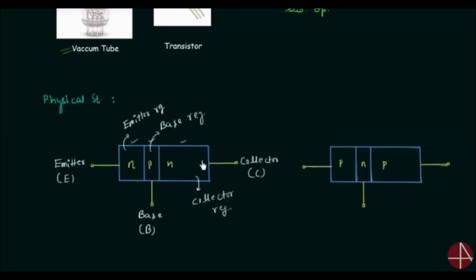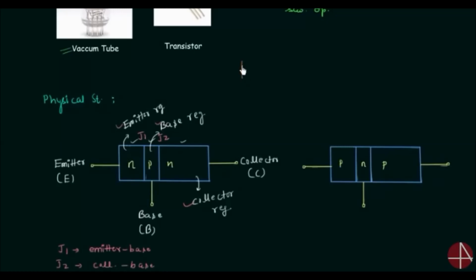As we have 3 regions, 2 junctions are formed. Let's say this junction is junction J1 and this junction is junction J2. Junction J1 is formed between emitter region and base region. Because of this, we call junction J1 the emitter base junction. Junction J2 is formed between collector region and base region. Because of this, junction J2 is called the collector base junction.